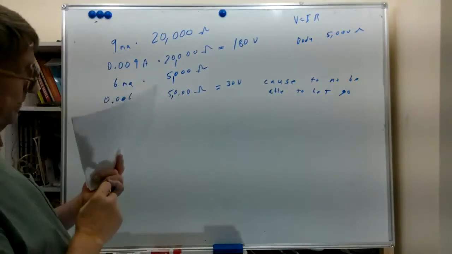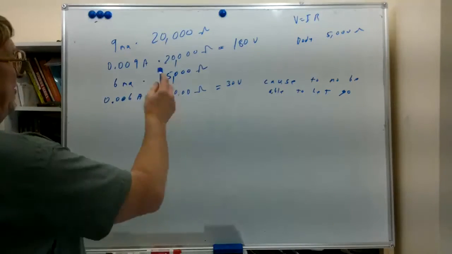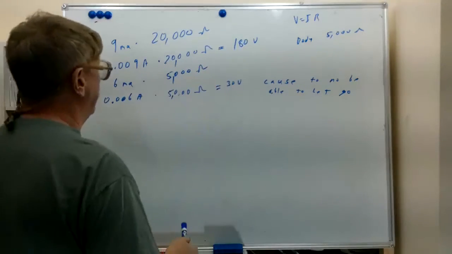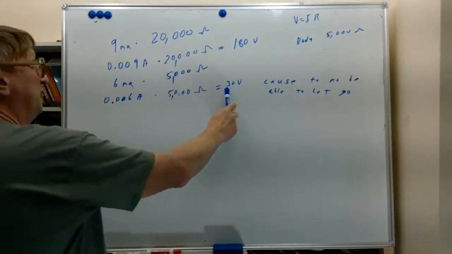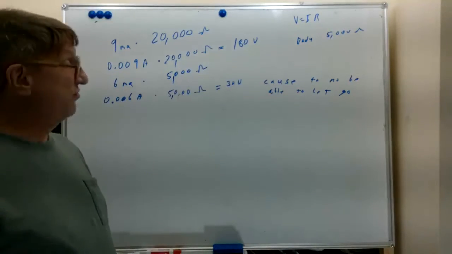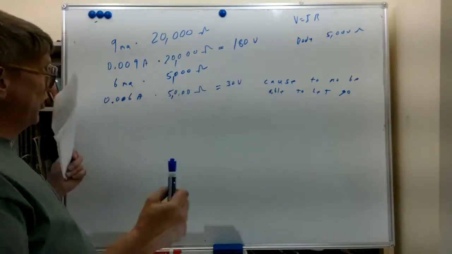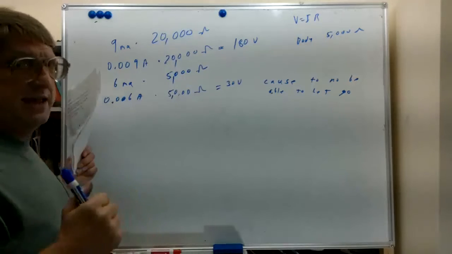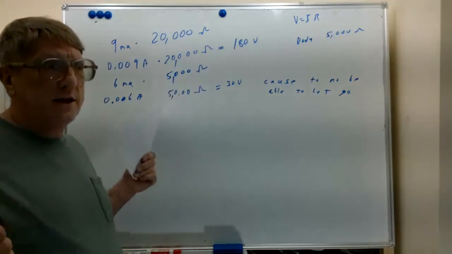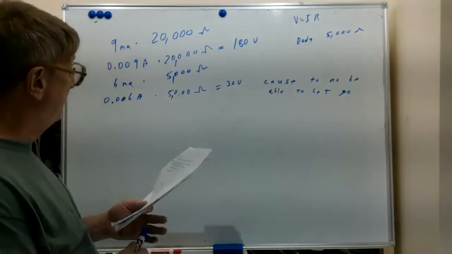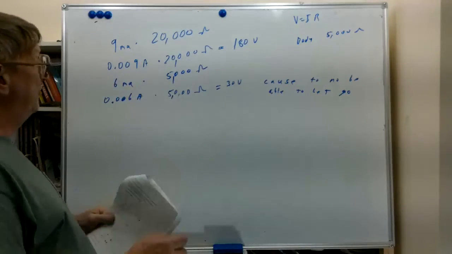So in most cases, shock levels up here are probably pretty dangerous, but in some cases, shock levels as low as 30 volts can be very dangerous. If you're locked down there with the 6 milliamps and you can't get away, it could eventually cause serious damage, maybe even kill you.